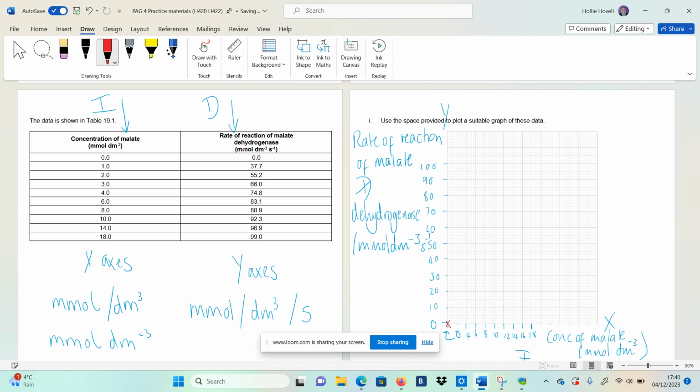37, count your squares. 37.7. You'll be able to see yours put clearer than I can. 2, 55.2. So 3, 66. 4, 74.8.